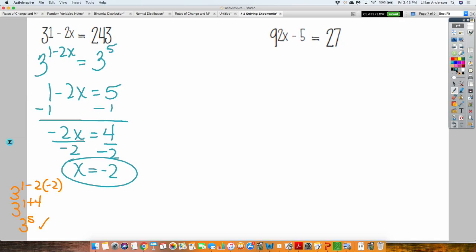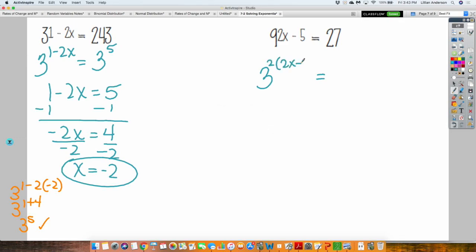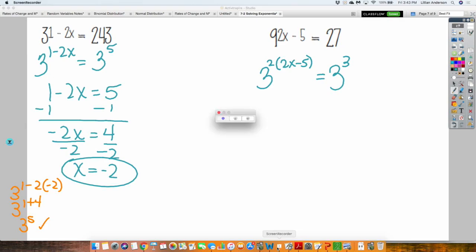All right. So, what base did you rewrite this one to? 3? Guess? Okay. 3 to the what is how you rewrote 9? 2x minus 5 equals 3 to the third. Now, before you drop your exponents, please make sure you take care of that.